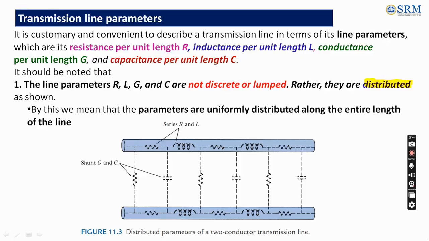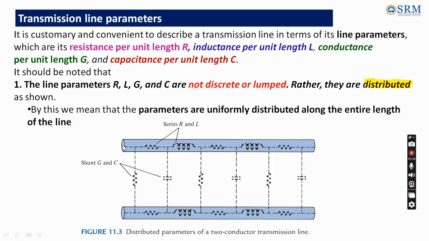Now we are going to describe the transmission line in terms of its line parameters, which are resistance per unit length R, inductance per unit length L, conductance per unit length G, and capacitance per unit length C. If you take a two-wire conductor transmission line, we can see the distributed parameters R, L, G, C are available across the entire length of the transmission line. R and L, resistance and inductance, are in series, while conductance and capacitance are in parallel.